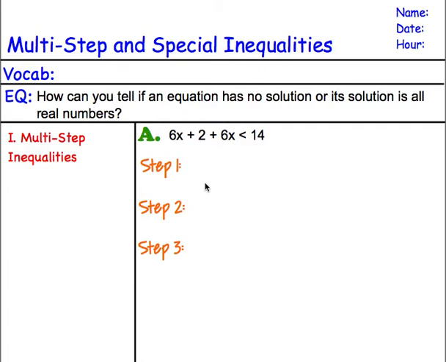Today, now that we've had the chance to take a look at inequalities and get back into the habit of graphing them, we're now going to take a look at some multi-step and some special inequalities. So we're going to start first with multi-step.